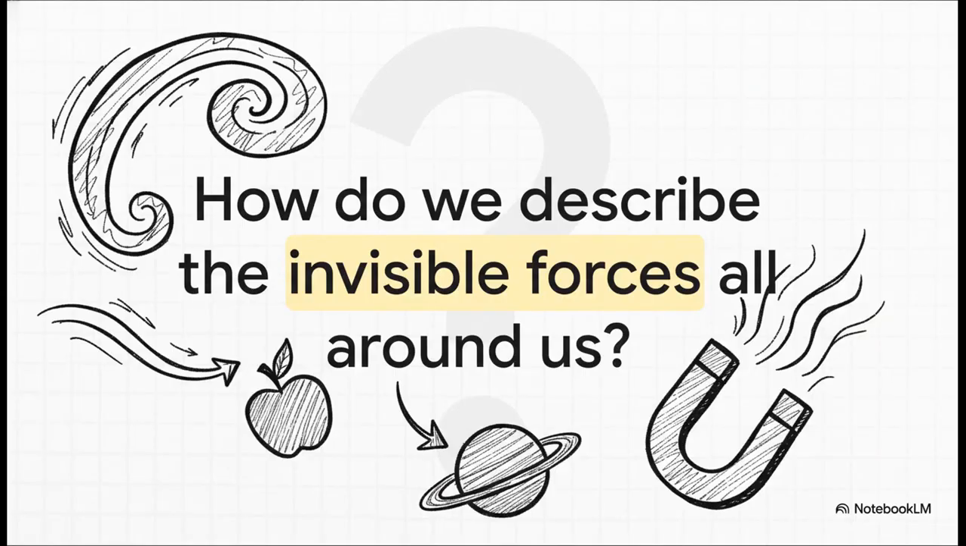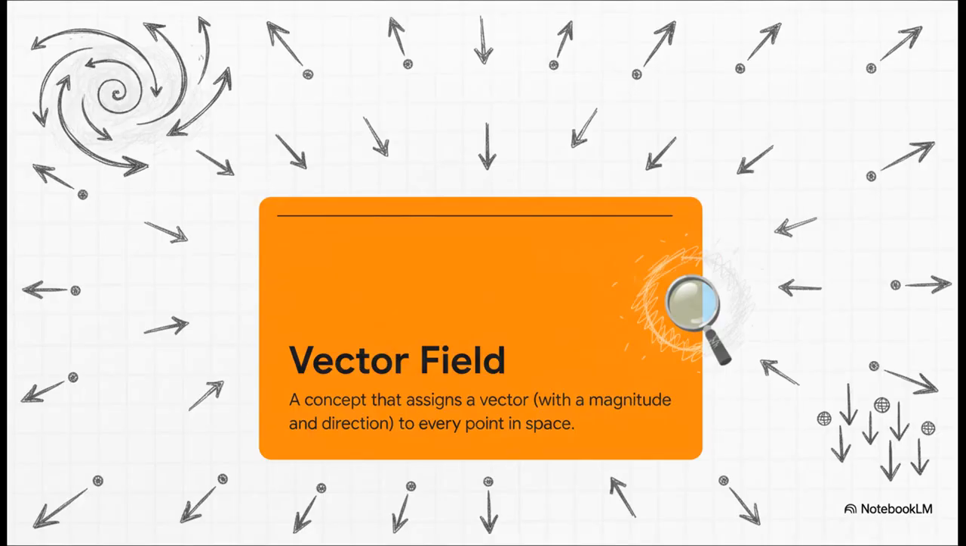I mean, think about it for a second. How do you actually picture something like the wind, or the pull of gravity, or a magnetic field? You can't see the force itself, right? You only see what it does. So how on earth do we draw a map of these invisible forces and flows? Well, the answer is this really elegant concept called a vector field.